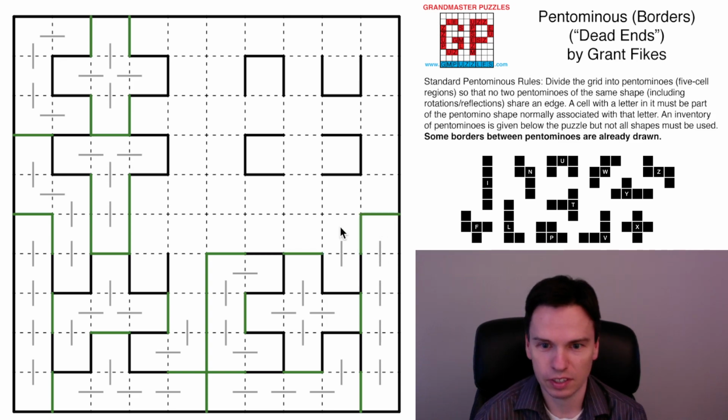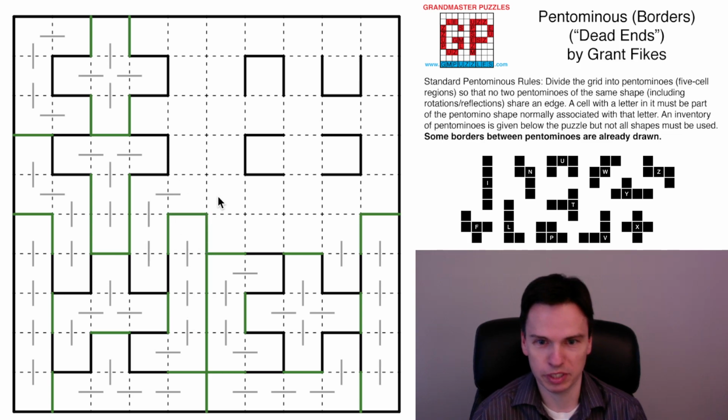Those look good. This grows up. This grows to be an L. This grows up, can be an N or a V. Those are all valid options right now. Let's mark in these dead ends.